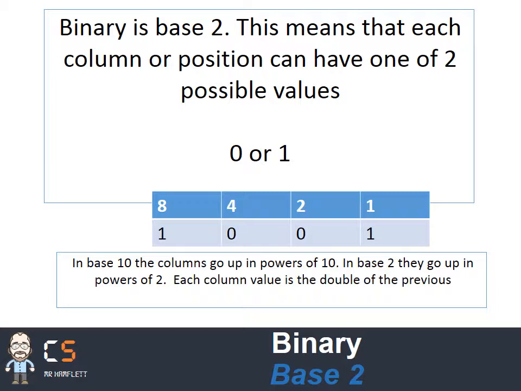These are calculated in the following way. So because it's base 2, we put a 2, and then we raise it to the power of the column number starting at 0. So 2 to the power of 0 is 1. 2 to the power of 1 is 2. 2 to the power of 2 is 4. 2 to the power of 3 is 8, and so on and so forth. The easy way to remember it is they double each time. So 1 doubled is 2, 2 doubled is 4, 4 doubled is 8, and so on and so forth.